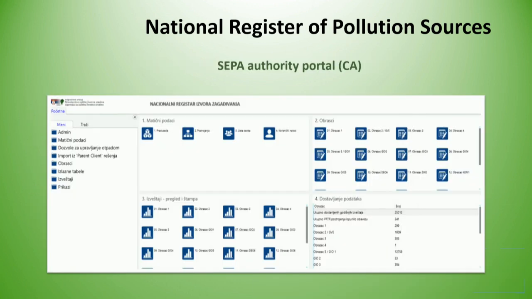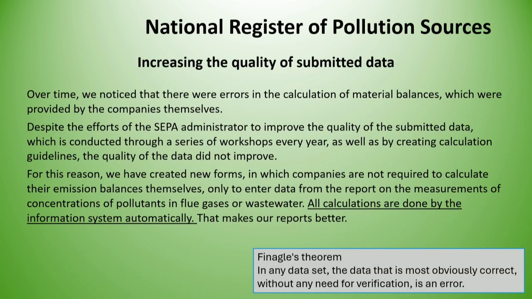We are thinking about how to increase the quality of submitted data, and we found that nobody reads the guide documents. We have them, but nobody wants to use them. So now we change and create new forms for our companies. We don't ask companies to calculate anything. They need to enter only raw data from measurements, and all calculations are done by the information system automatically. So that makes our reports much better than in previous years.